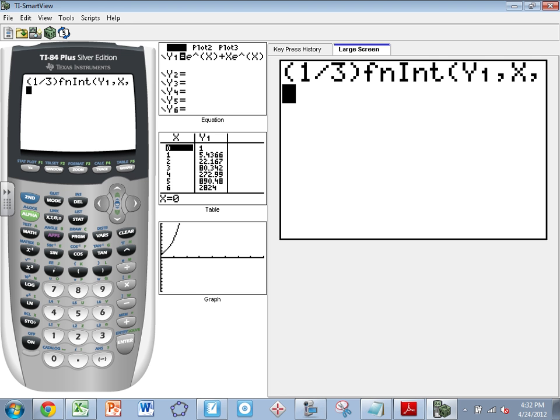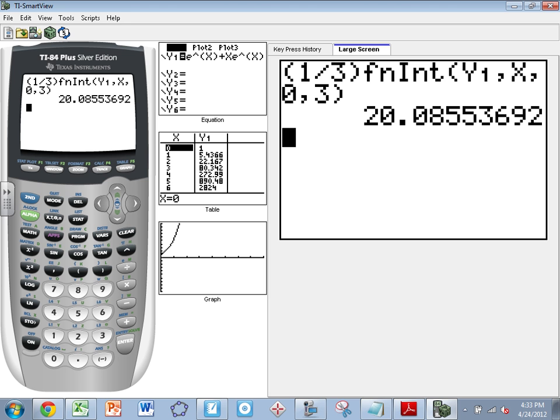It is lower to upper. Is it x, lower, upper? No, it's x, lower, upper. Got it. Close. Thank you. So again, the integral from 0 to 3 of Y1 with respect to x, this is like saying dx here, and this is saying a 1/3 in the front of it. Okay, it's 20.086.